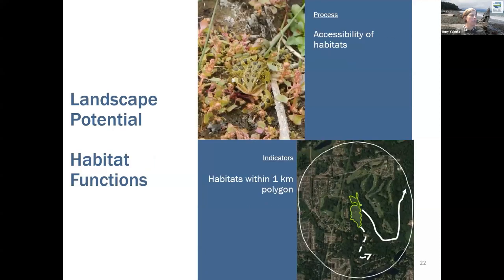And for habitat functions, here we look at a 1 kilometer radius from the edge of the wetland. We know that our regulatory buffers alone don't provide a complete or scientifically valid picture of what is needed to protect habitat functions in a wetland. So we need to look at the habitat in the surrounding landscape. How much habitat is available and how accessible is it from the wetland?